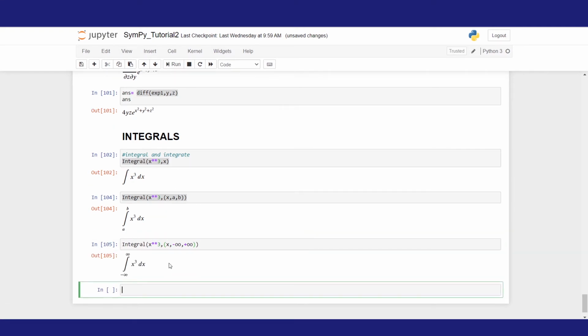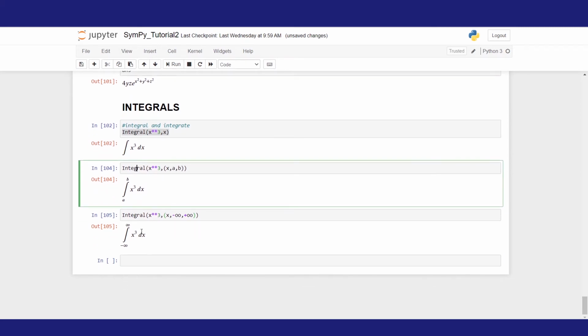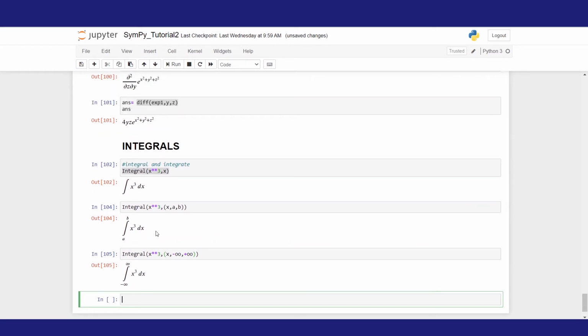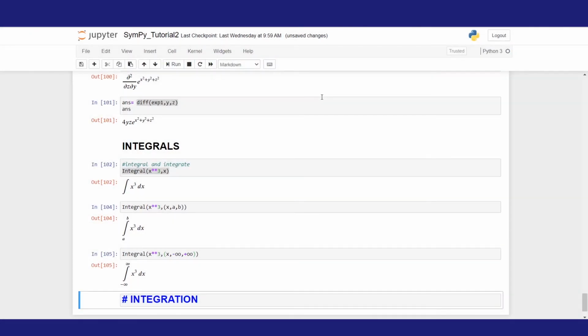And if I do that, this is what we get. So basically this explains what an integral is. An integral is this expression. Let's say we wanted to just perform the integration itself, and then we need to use the integration command, which is integrate.